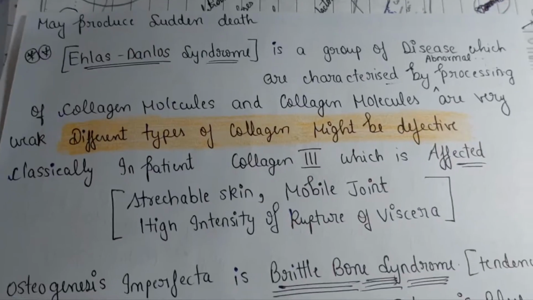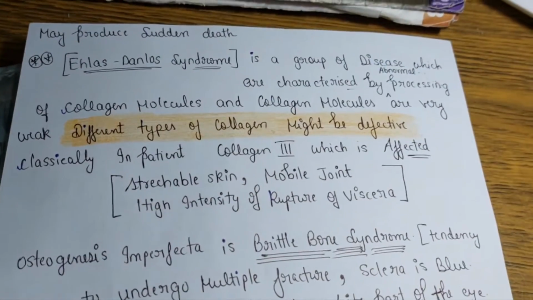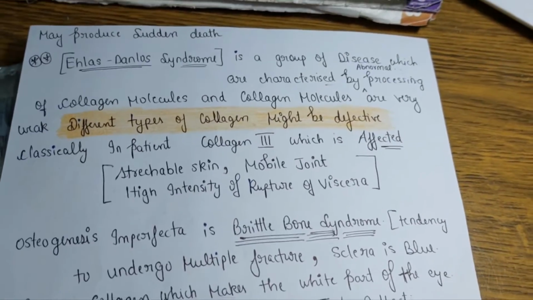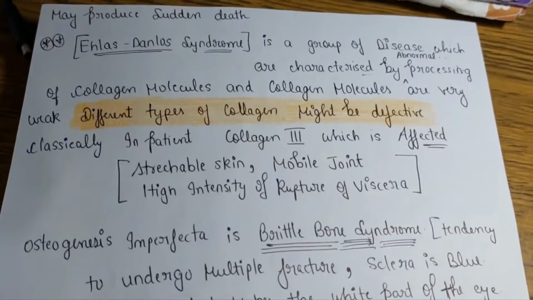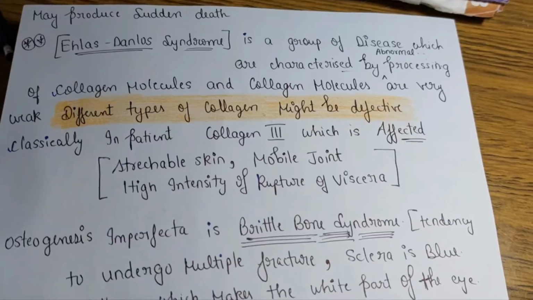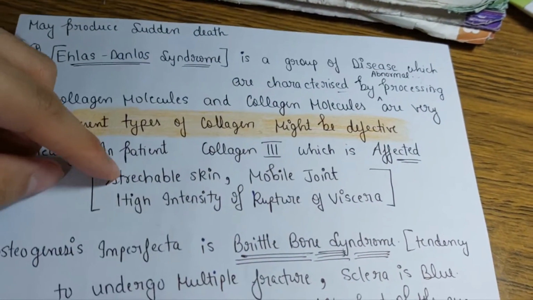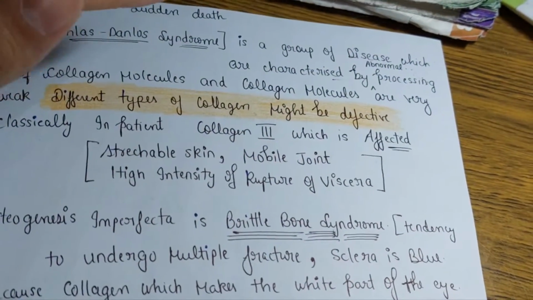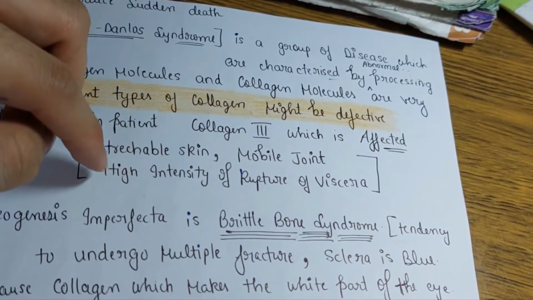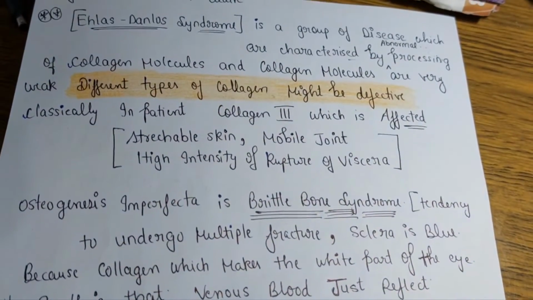Ehlers-Danlos syndrome. In Ehlers-Danlos syndrome, the problem is basically that after the procollagen is formed, there is a problem with the processing of the collagen, and eventually the collagen will be weak, and this happens mostly for collagen type 3. Due to this, the patient will have stretchable skin, hypermobile joints, and there is a high risk of rupture of internal organs in such patients.